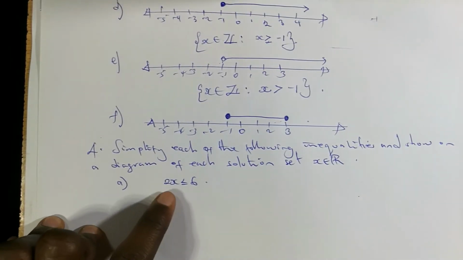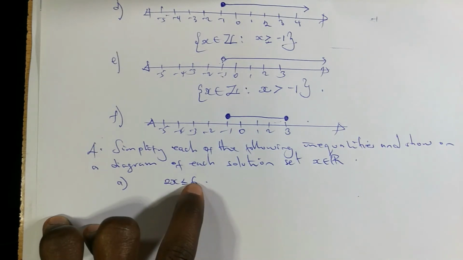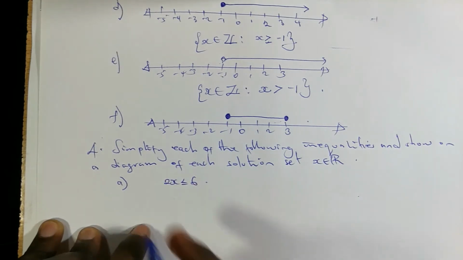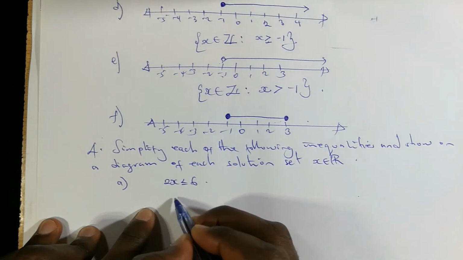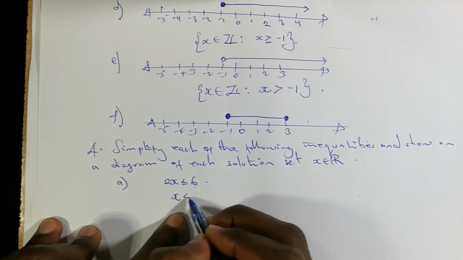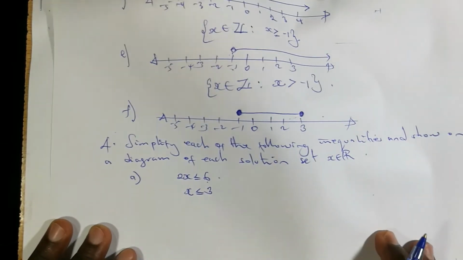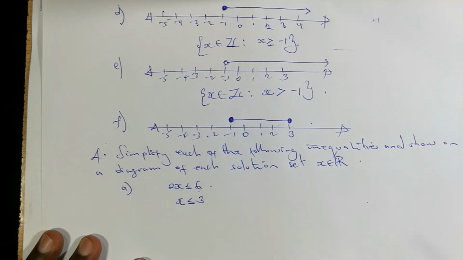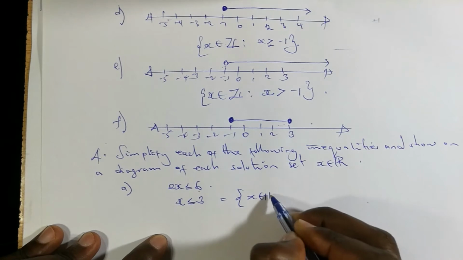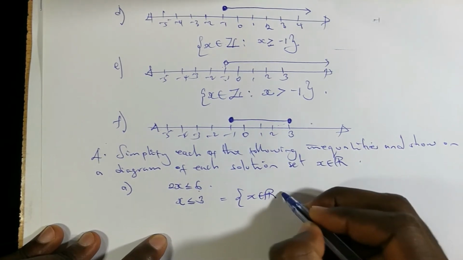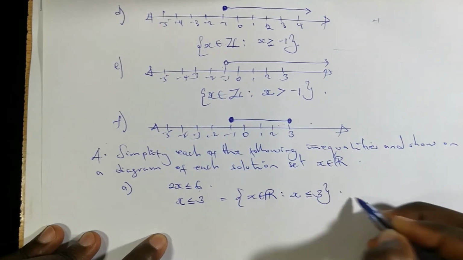Simplifying that, the only thing we remain with is x on one side and 6 on the other side. We just make x alone by dividing through by 2. So 2x divided by 2 remains x, and 6 divided by 2 remains 3. We're dividing by a positive number, so no need to change our sign. Putting that as a solution set would be x in R for x being less or equal to 3. That's simple.